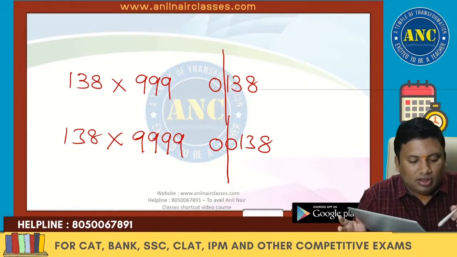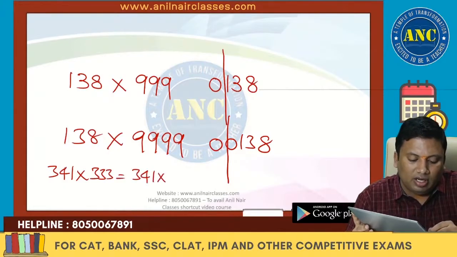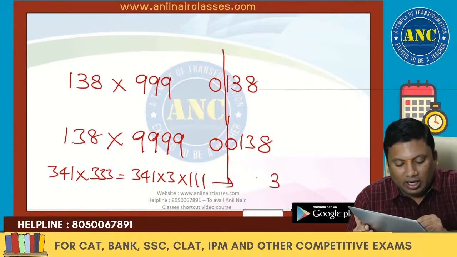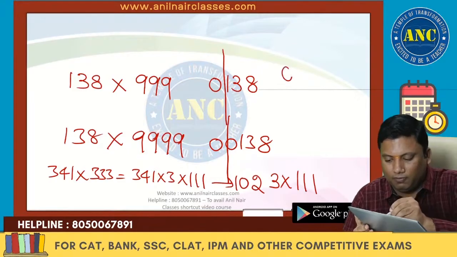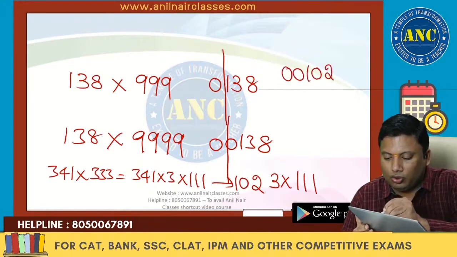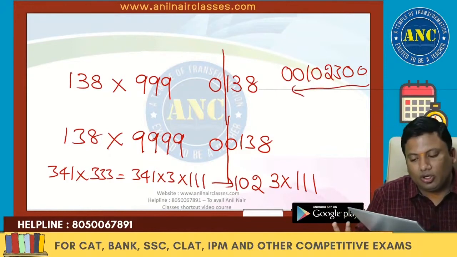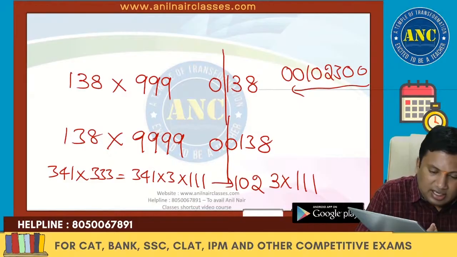Dakshita, for you, let me check it out. Right, Shiva, 341 into 333. This is nothing but 341 into 3 into 111. I don't know where you fumbled. Right, 4 3s are 12, 1023 into 111, which gives 102300. Easily you are getting the answer, right? There should not be any problem for this question. I hope it is clear, right?